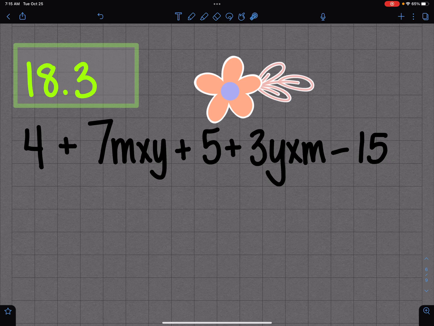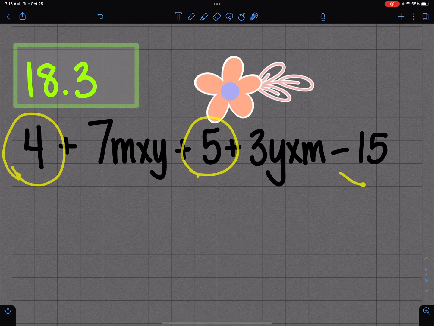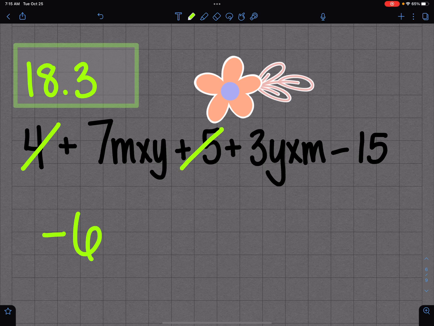We are going to add like terms here. These are getting more complicated, as you can see. So we've got a 4 here at the left. Is there anything that is similar to that? Yeah, it's a coefficient here with no variables. So we've got 3 of those. Can we add 3 like terms? Yes, it is possible. So we've got -15 plus 5 plus 4. So -15 plus 9, that's going to be -6. And then I'm going to cross those out because I did them.